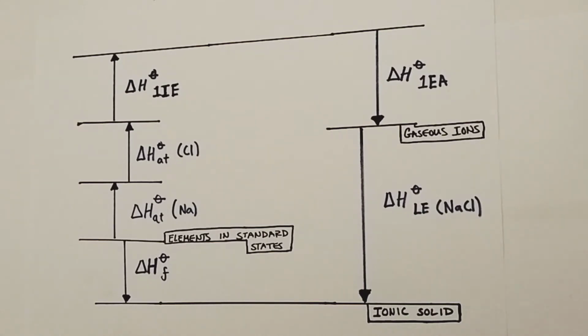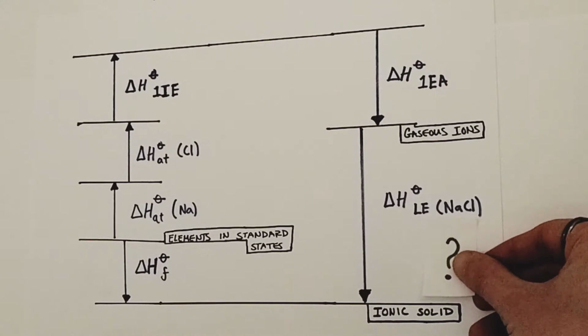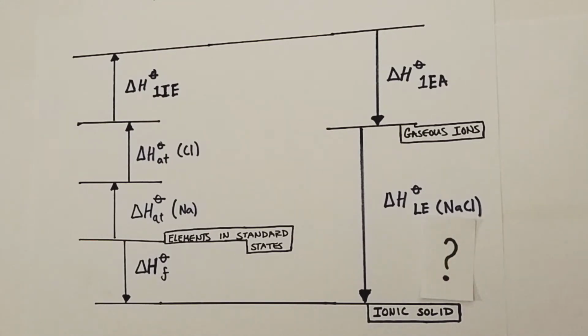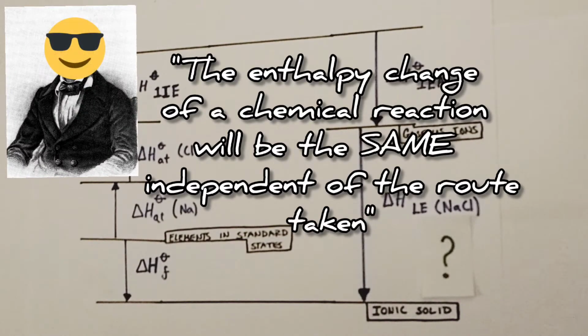The way this works is the other enthalpy changes shown in the cycle represent the enthalpy changes that will go into the formation of 1 mole of that ionic compound and can be used to calculate our missing enthalpy change by applying something called Hess's Law. So Hess's Law states that the enthalpy change in a chemical reaction will be the same independent of the route taken. Let me illustrate that point with our Born-Haber cycle.